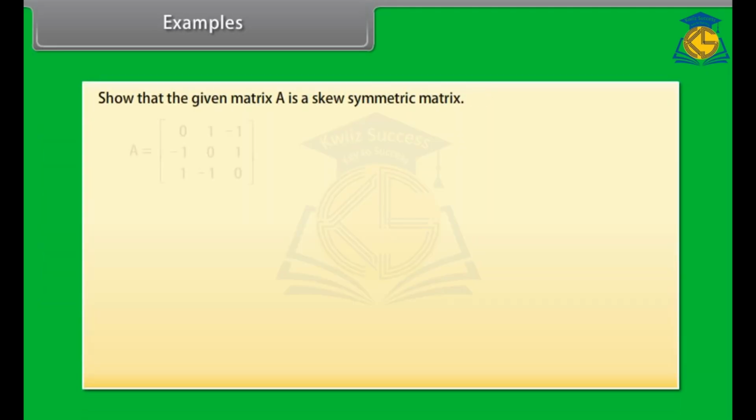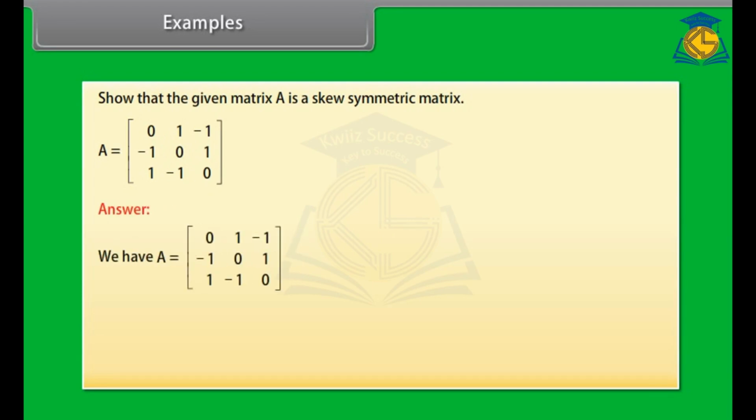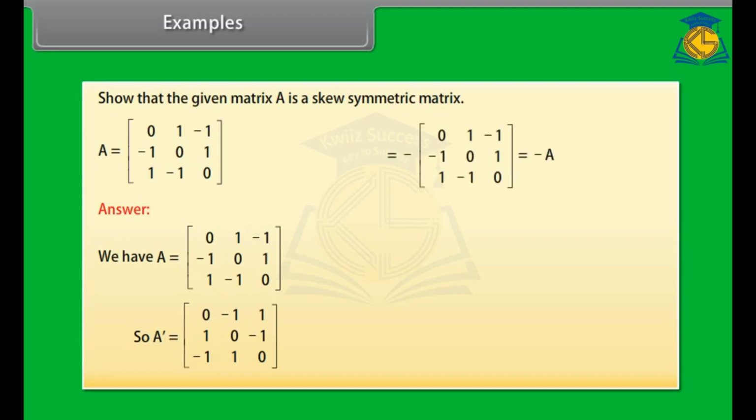Examples. Show that the given matrix A is a skew-symmetric matrix. We have given A, so A transpose is matrix with first row 0, minus 1, 1, second row 1, 0, minus 1, third row minus 1, 1, 0. We can see that this is equal to minus A. Therefore, A dash is equal to minus A. Hence, A is a skew-symmetric matrix.